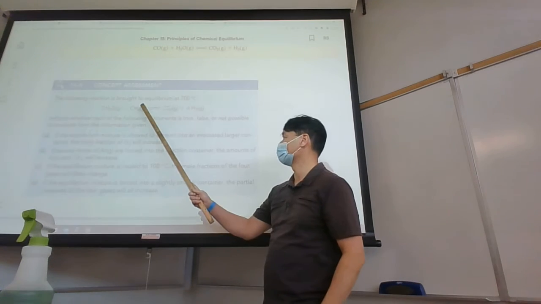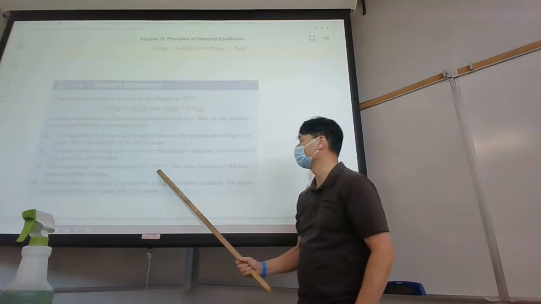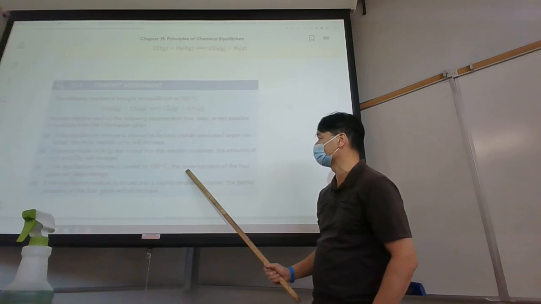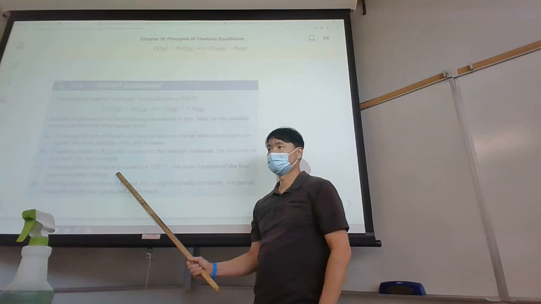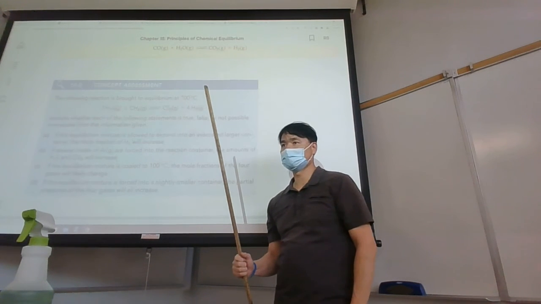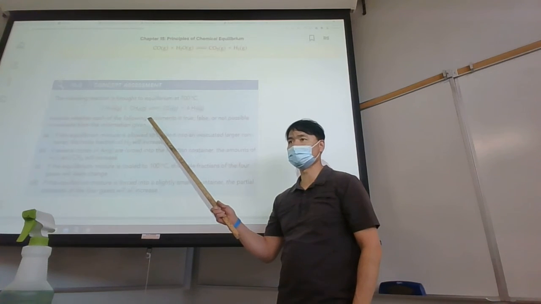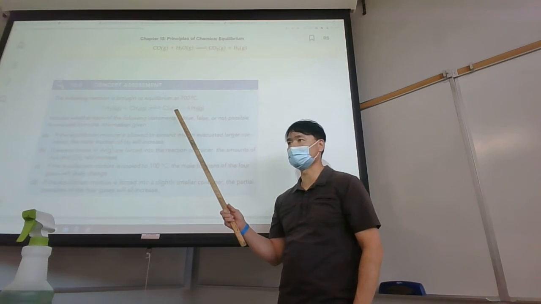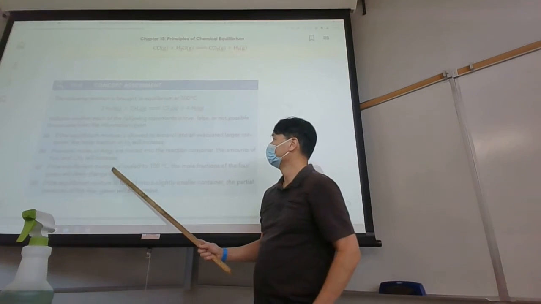Yeah, nothing's going to happen. C, if the equilibrium mixture is cooled to 100 degrees C, the mole fractions of the four gases will likely change. So if we change the temperature, that changes K, and therefore it's got to change. If K changes, then we can't have the same equilibrium. It's going to be a different equilibrium. And so this is true.